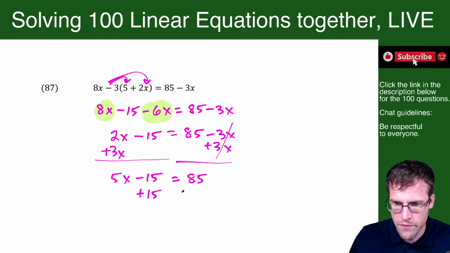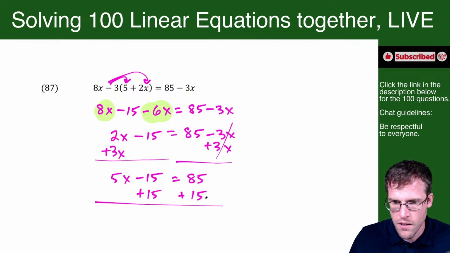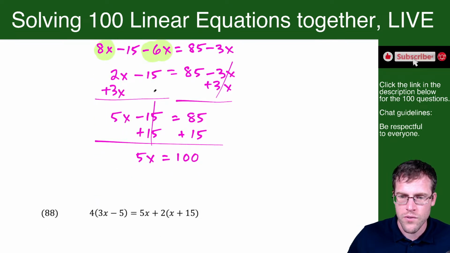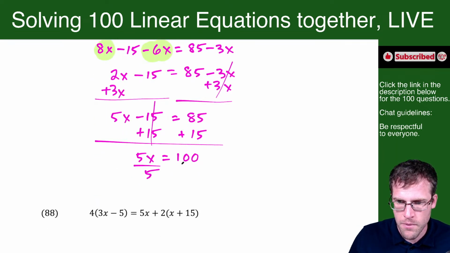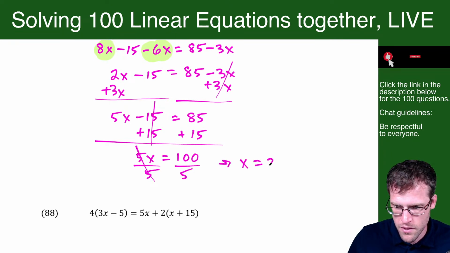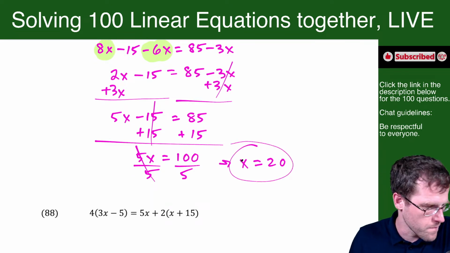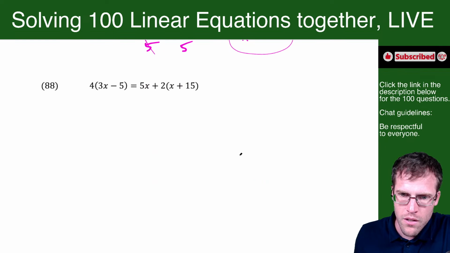Okay, and now add 15 to both sides, and you've got 5x equals 100. Now here, divide both sides by 5. The solution to 87 is going to be x equals 100 over 5, which is 20. So x equals 20 is our solution here.